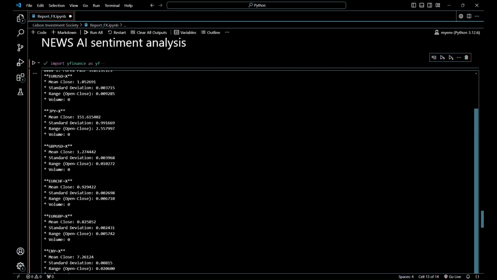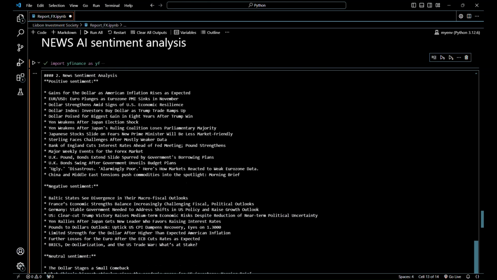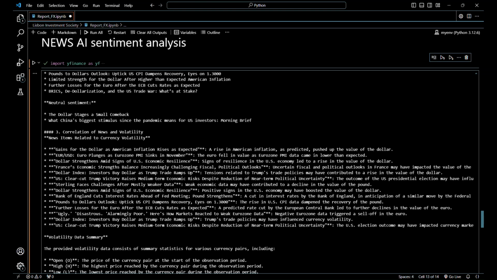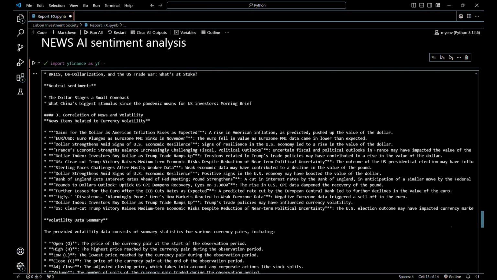So as a whole right here, we can see the mean close, standard deviation, and range for each of the pairs. Then you have a news sentiment analysis where we're looking at the news that came out in the last 7 days and doing a separation between what is positive, what is negative, and what is neutral. After that, we have here the correlation of the news and volatility, right? So we want to correlate the current volatility in the market to the news that are coming out.